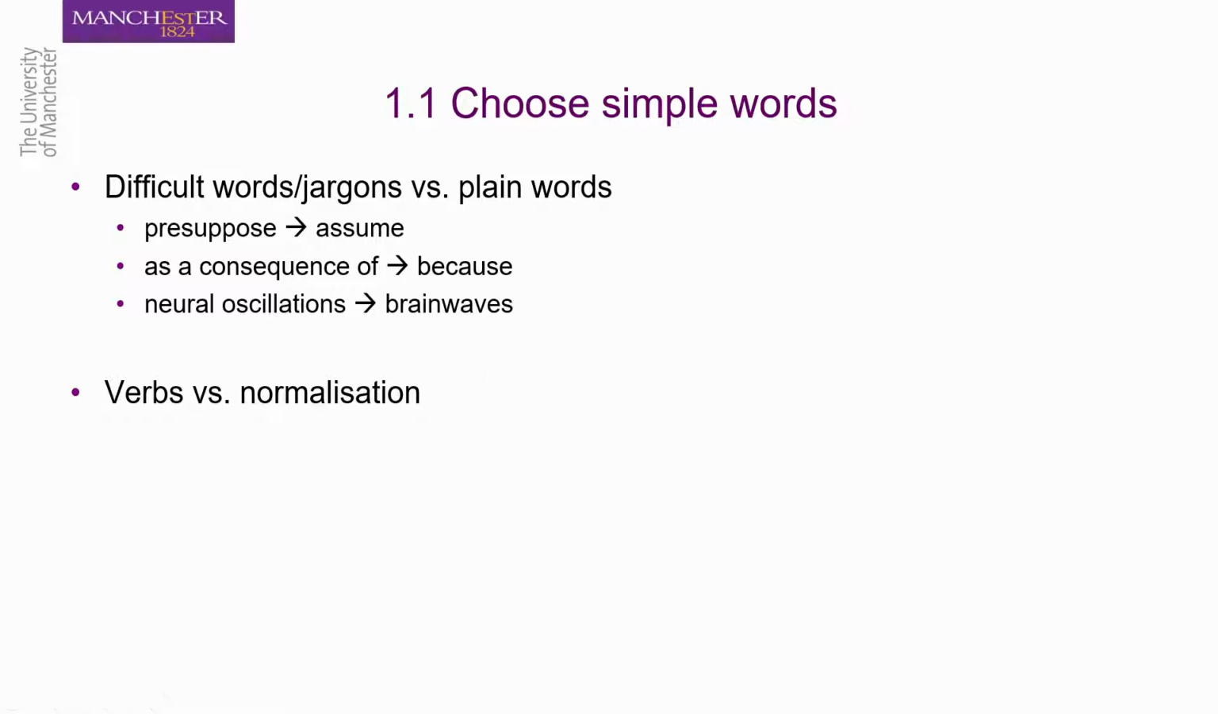And the next category of simple versus difficult is that you want to use actual action verbs, as opposed to nominalized verbs, which are noun forms of these verbs. So instead of saying I carried out an analysis of the DNA sample, you just say we analyzed the DNA sample in a certain way.